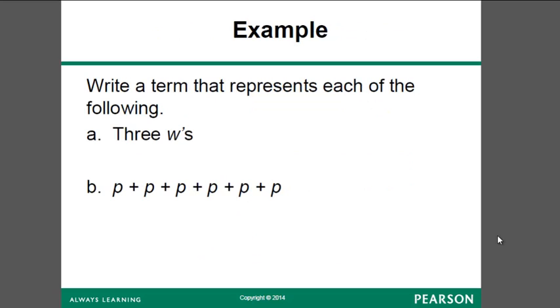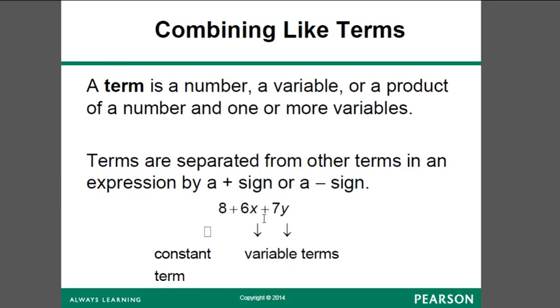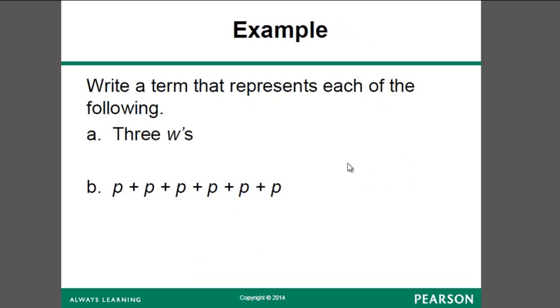Write a term that represents each of the following. 3 w's, or p plus p plus p plus p plus p plus p. Look at the 3 w's. I want to write a term that represents 3 w's. Just like on the previous slide, a term being either 8, 6x, 7y, each of those are terms. I want something that represents 3 w's. 3 w's can be represented by 3 times w, or 3w.